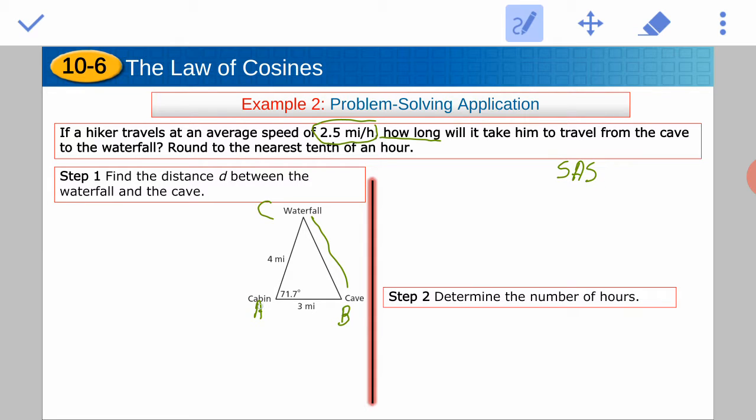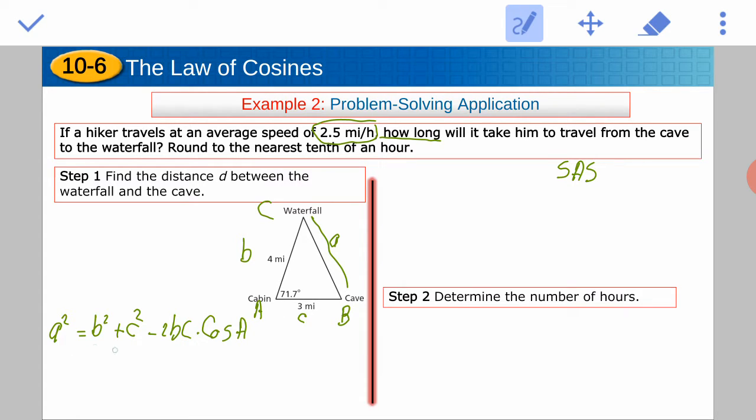Now guys, if we label the sides, the opposite side to angle A is a, the opposite side to angle B is b, and the opposite side to angle C is c. Now we can start with the law of cosines. We want to figure out the distance from the cave to the waterfall. So a squared is equal to b squared plus c squared minus 2bc cosine of the included angle. The included angle between b and c is angle A.